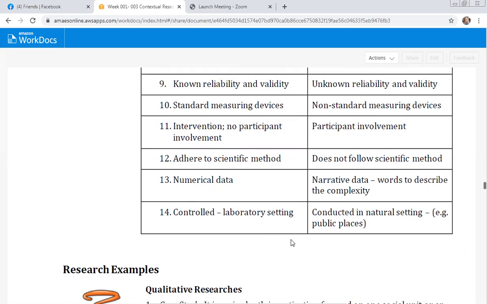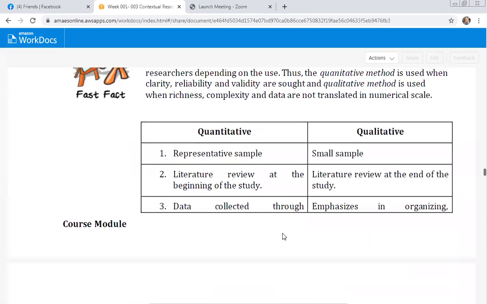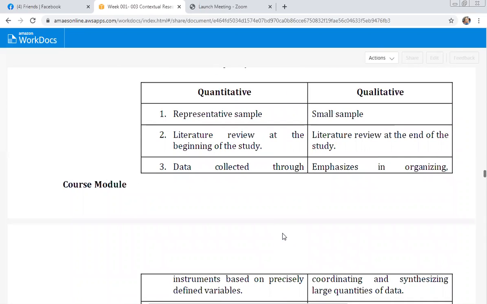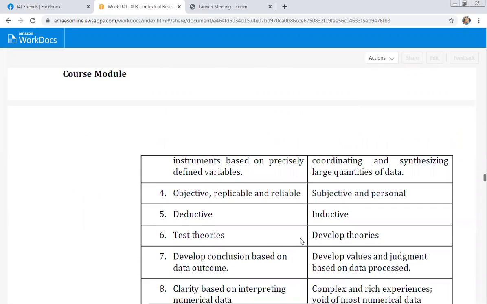For the setting of these two researches, quantitative research is done in a laboratory setting. On the other hand, qualitative research can be done in public places. Okay? So based on their characteristics, class, we may say that quantitative research deals mostly with numbers and exact figures, while qualitative research deals with subjective outcomes brought about by experiences and personal judgment in some cases.